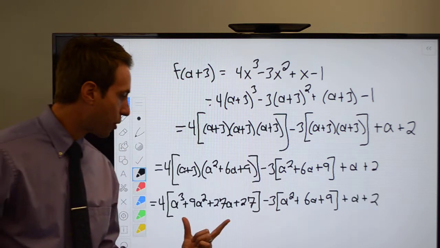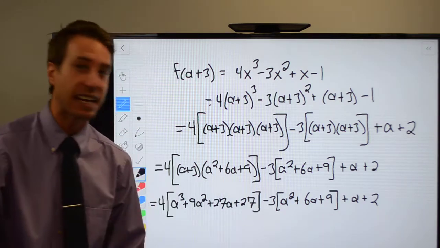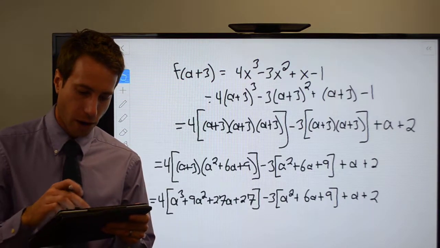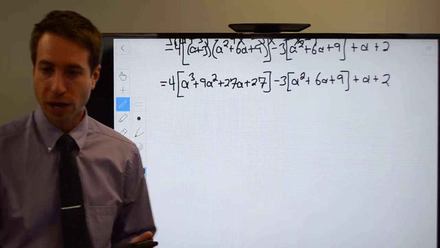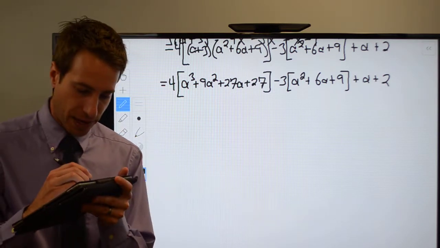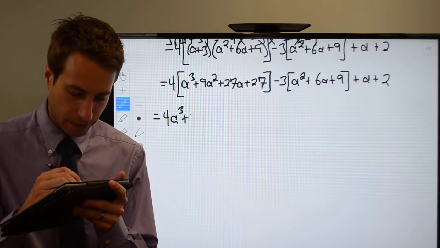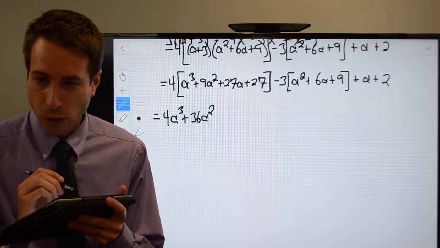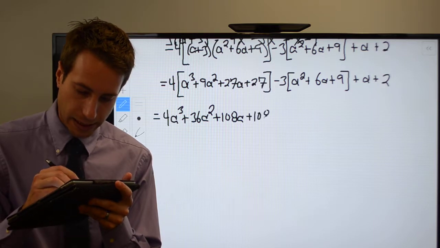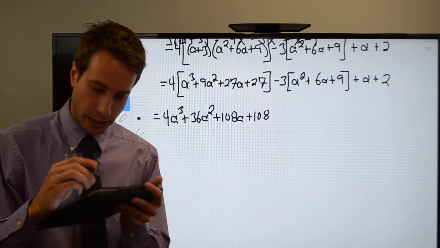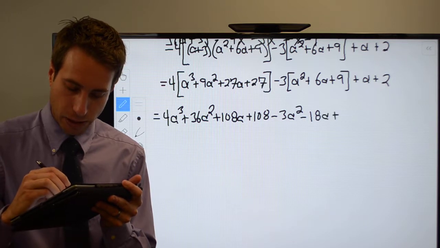Okay, now that I've done that, remember I put these brackets in here to help me remember that I then need to distribute the 4 through all of this, and I need to distribute the -3 through all of that. Actually, believe it or not, guys, you're through the hard part. You're almost there. Let me slide this up a little bit so I've got some space so you can see. We distribute the 4 through all of that, and what we wind up with is 4a cubed, plus 36a squared. 4 times 27 is 108, so plus 108a plus 108. And then I distribute my -3, so -3a squared minus 18a plus 27.